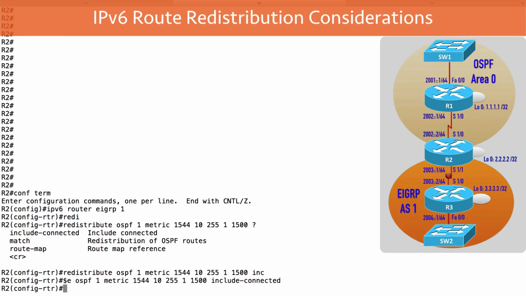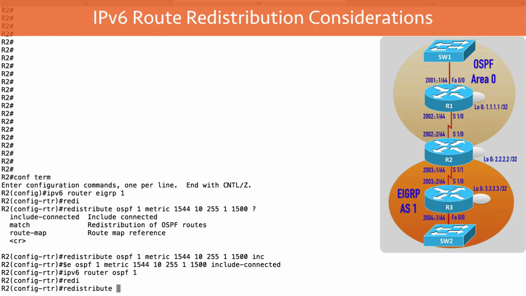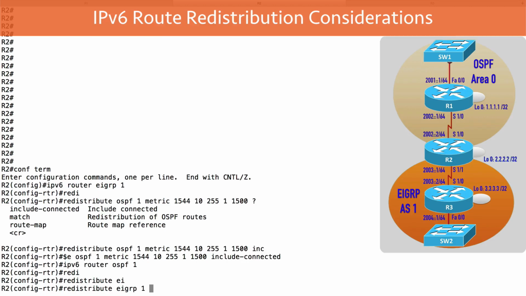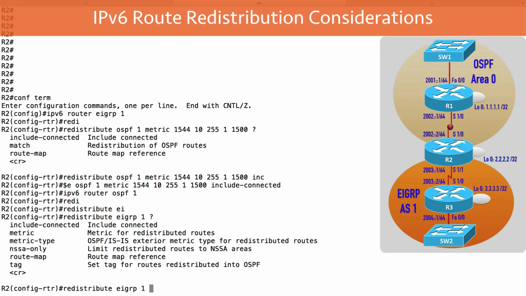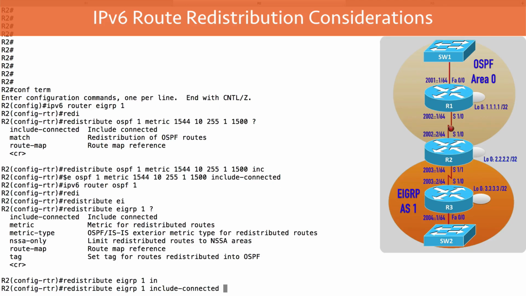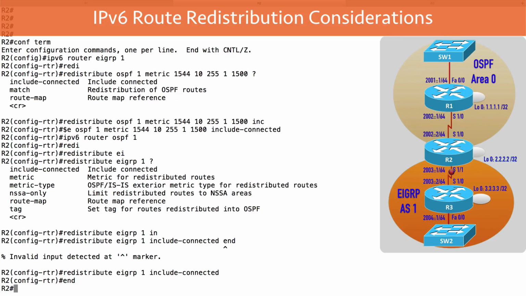Now let's redistribute EIGRP learned routes into OSPF. Let's go into OSPF version 3 router configuration mode by saying IPv6 router OSPF process ID 1, and I'll say redistribute EIGRP autonomous system 1. And if I give context sensitive help, you'll see that there is no subnets option because IPv6 has no concept of subnets. I do want to say include-connected though, just like we did for OSPF routes that were being redistributed into EIGRP. And we're done with our route redistribution configuration.